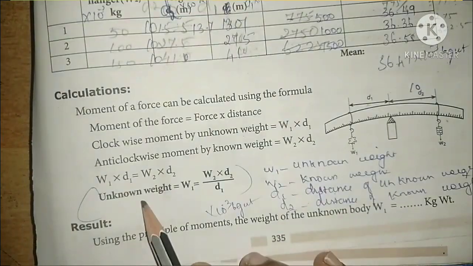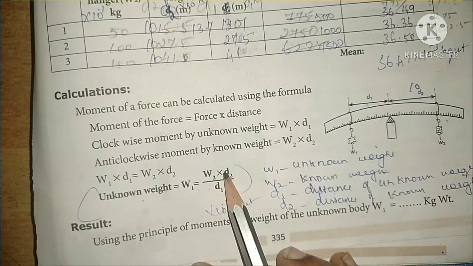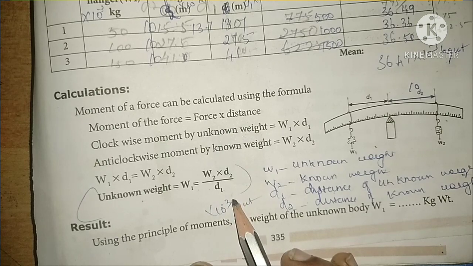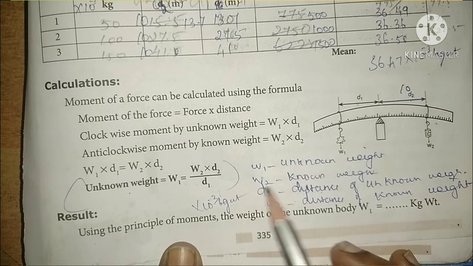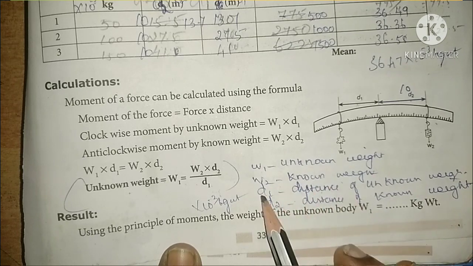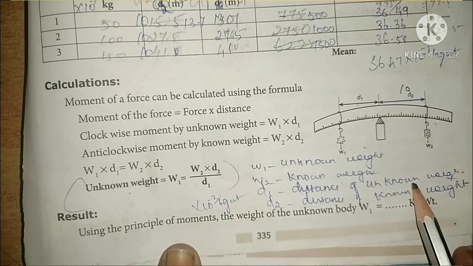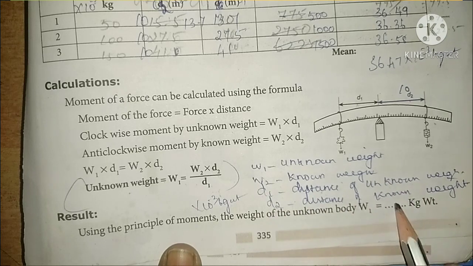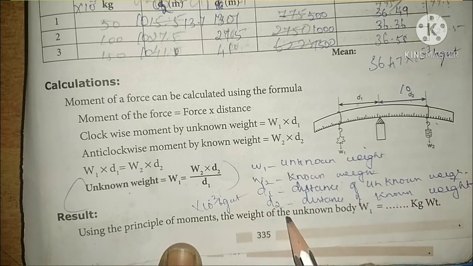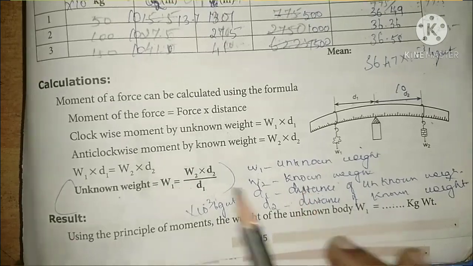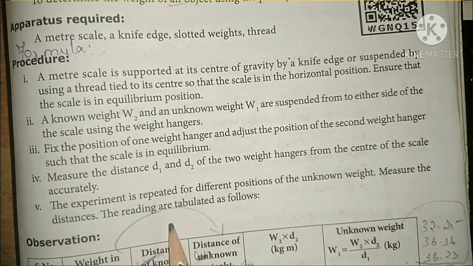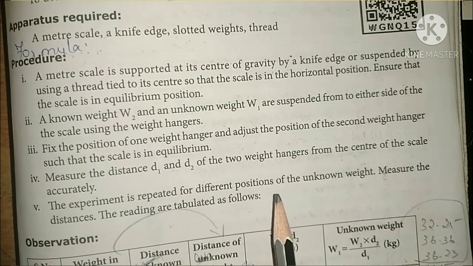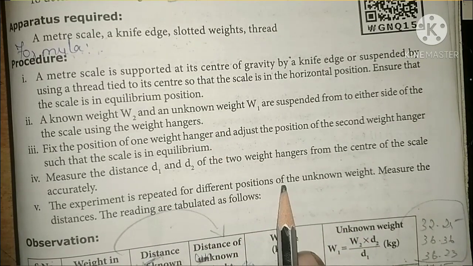Formula is not given here, but on the same page the formula is: unknown weight W1 is equal to W2 into D2 by D1. Here W1 denotes the unknown weight, W2 denotes the known weight, D1 the distance of the unknown weight, and D2 the distance of the known weight. These 4 also you have to write below the formula. After writing this formula you have to write the procedure. Everything is on the right side of the notebook.